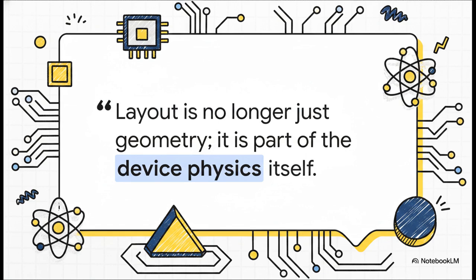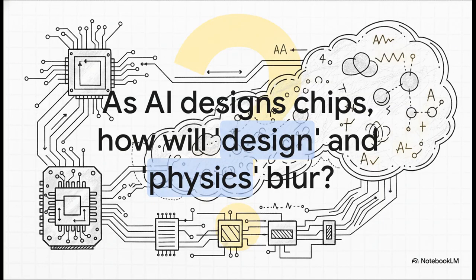And this really brings us to the single most important idea of this whole series. It's this. In these advanced nodes, the layout isn't just a drawing anymore. It's not just geometry. The act of drawing those lines on the screen is a direct manipulation of the device's physics, right down to the atoms. That line between being a circuit designer and being a physicist, it's gone. It's completely blurred. And as we start to hand more and more of this incredibly complex task over to AI, it leaves us with one final fascinating question to chew on. What does it even mean to design something when your designer is an algorithm navigating a world where the drawing and the physics are one and the same?